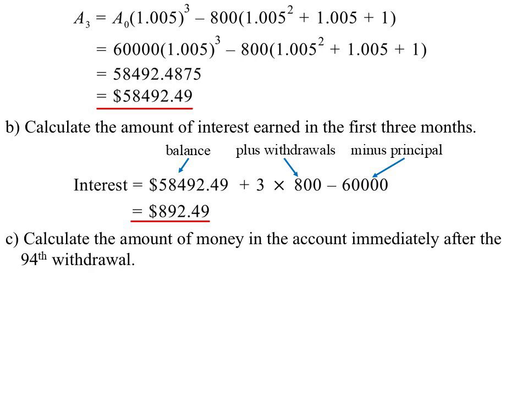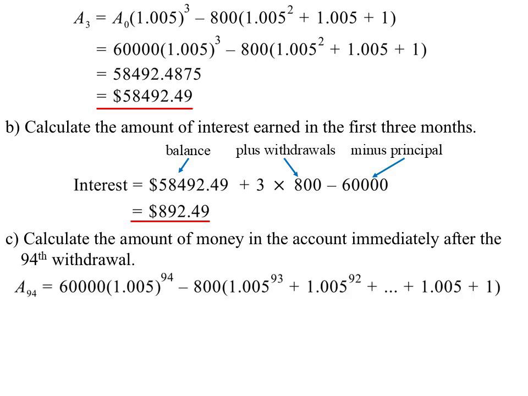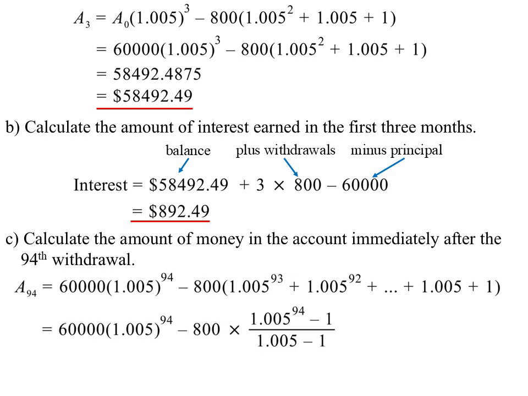Calculate the amount of money in the account immediately after the 94th withdrawal. So A94. So what I did was I said, well, look, if A3 was that, I can see the pattern. I'm not going to redo the whole thing, but logically A94 must end up being an expression like that, using that pattern. That gives me a series I can play with in the other one, and we get the amount.